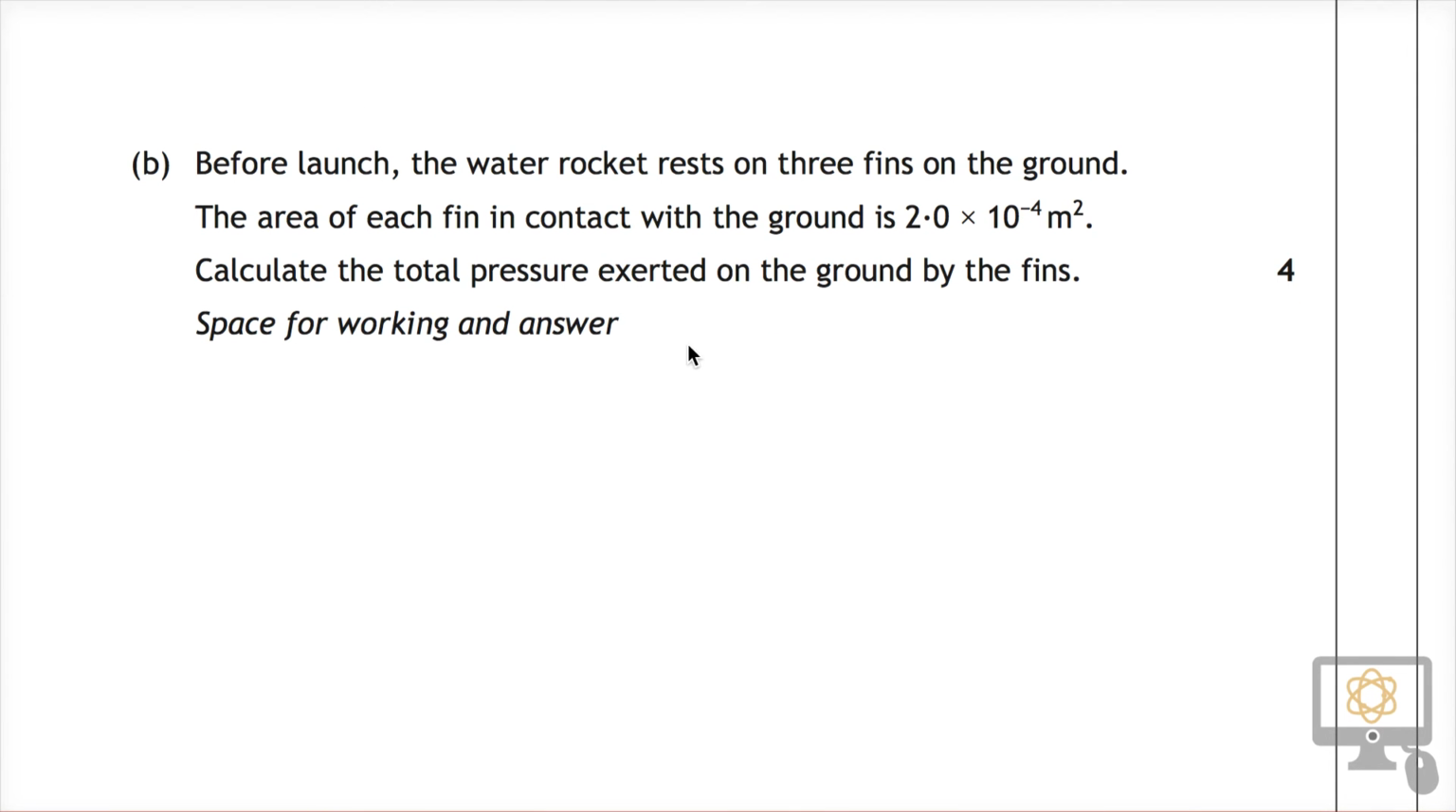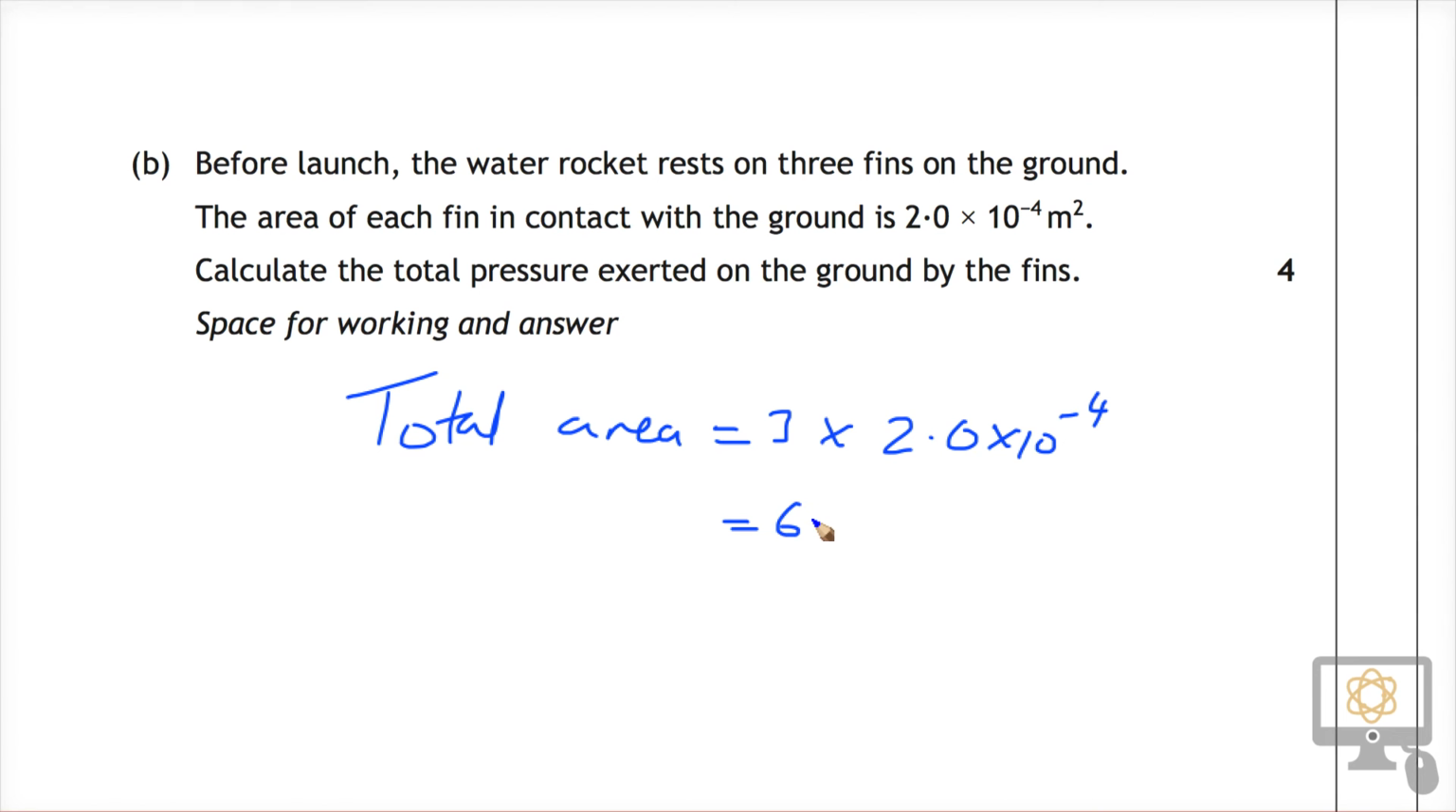So let's consider the area. First of all, there is an area for each fin of 2 times 10 to the minus 4. And so therefore, if there are 3 fins, then the total area is equal to 3 times the area of one fin, which is 2 times 10 to the minus 4. And that is, of course, 6.0 times 10 to the minus 4 square meters. So that's the first part.